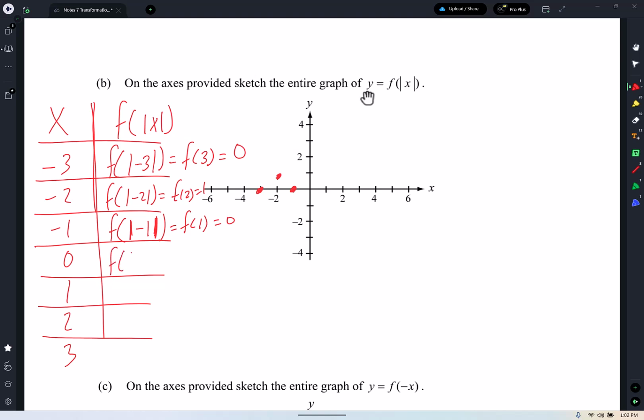F of the absolute value of 0, close the parenthesis. This is f of 0. Oh, that's unchanged, -1. So 0, -1. And then these are going to be the same because the absolute value of 1 is 1, of 2 is 2, of 3 is 3. So f of the absolute value of 1 is just f of 1. F of 1 was 0, so 1, 0. This is going to be f of 2. F of 2 was 1, so 2, 1. And this is going to be f of 3. F of 3 was 0. I'm looking it up there. So 2, 2, 2, 2.